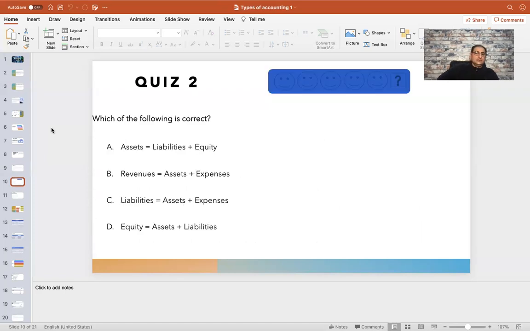So we have another quiz, and we have to identify which of the following statements is correct. A is assets are equal to liabilities plus equity. B, revenues are equal to assets plus expenses. C, liabilities are equal to assets plus expenses. D, equity is equal to assets plus liabilities. So what do you think? Which statement is correct?